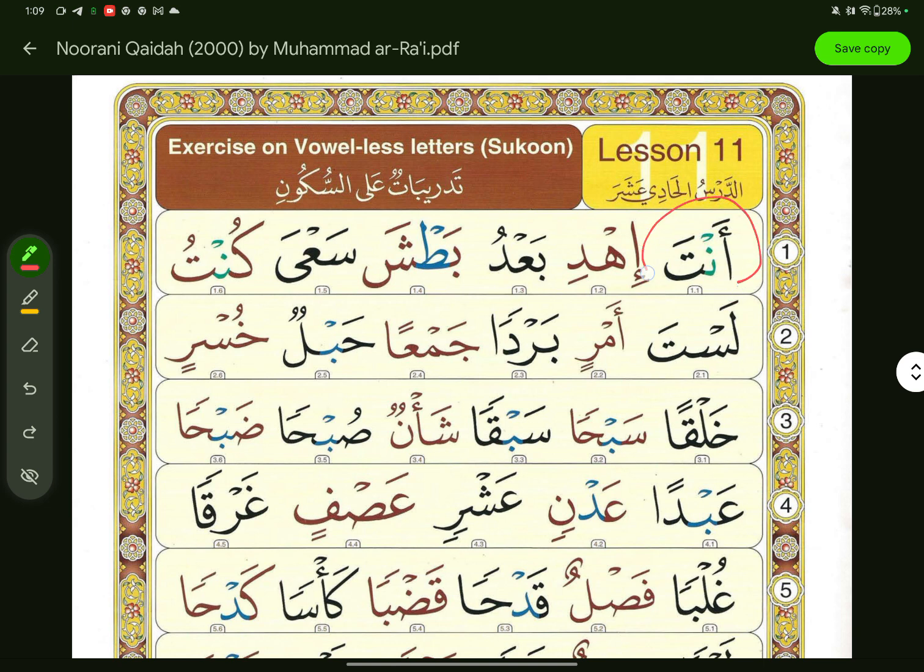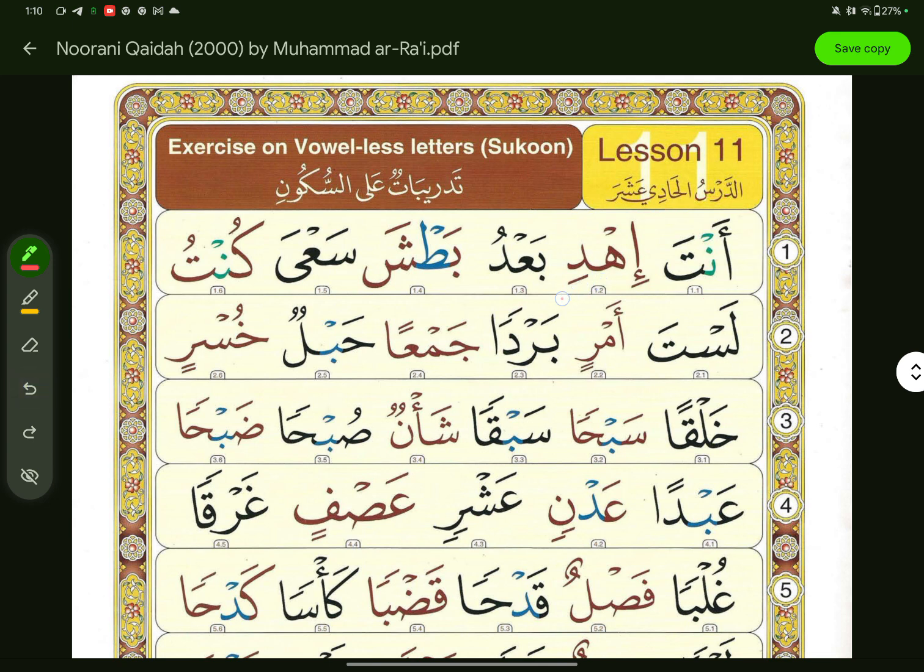So firstly, if you look at this word here, the first letter is obviously Hamza with a fatha, so that's A. The next letter is a nun with a sukun, so that's N. Nun has a sound N. So A, N, An. Aleph, fatha, A, nun, sukun, N, An. Next one there is Ta with a fatha, Ta. Anta. Simple enough.